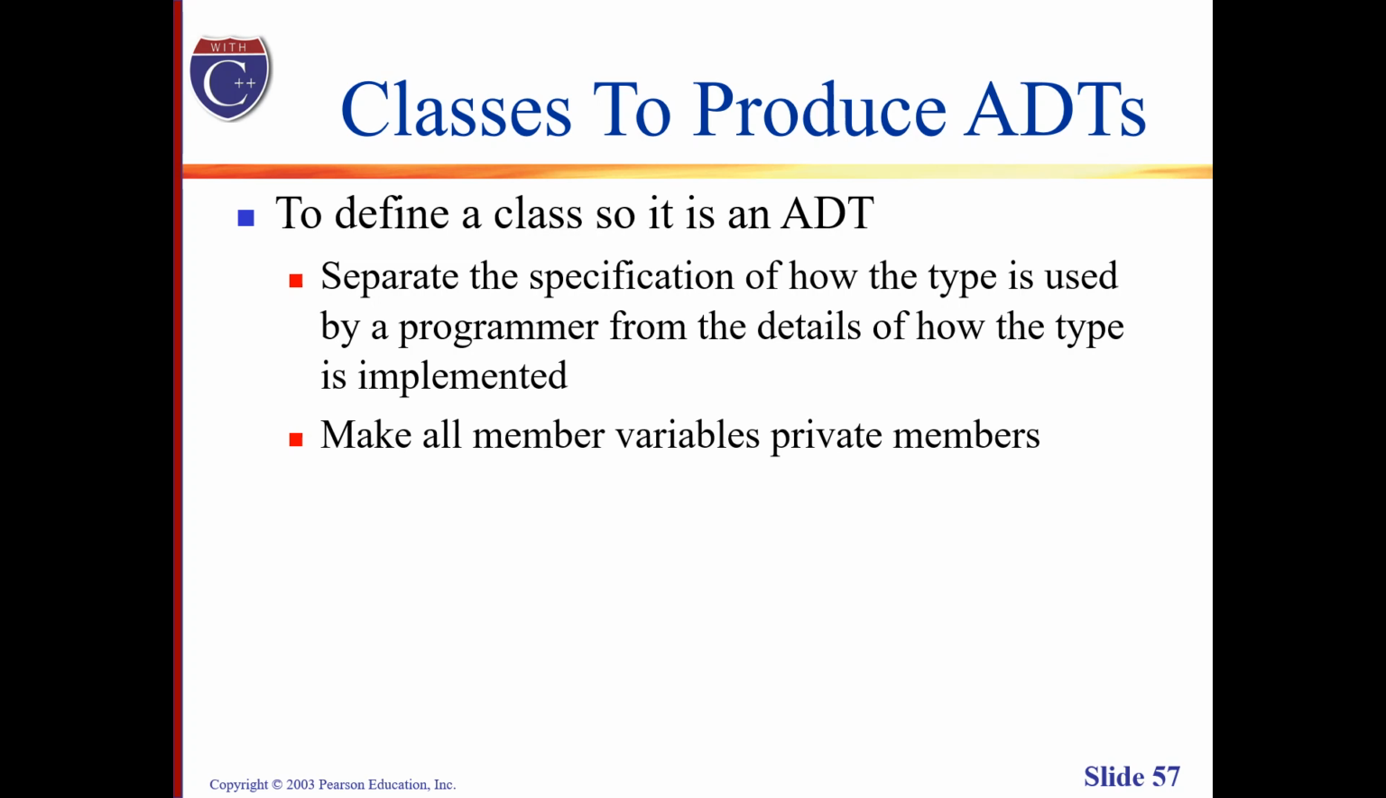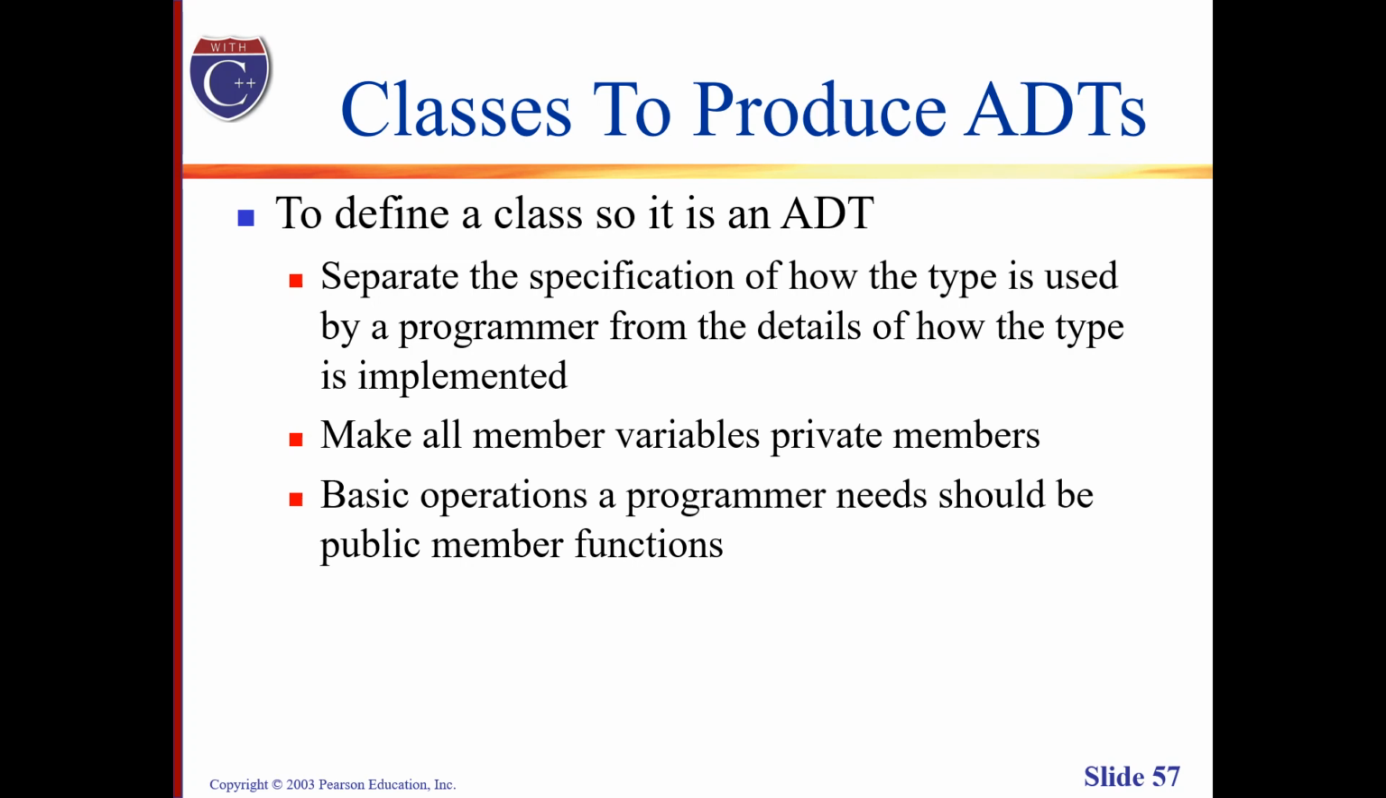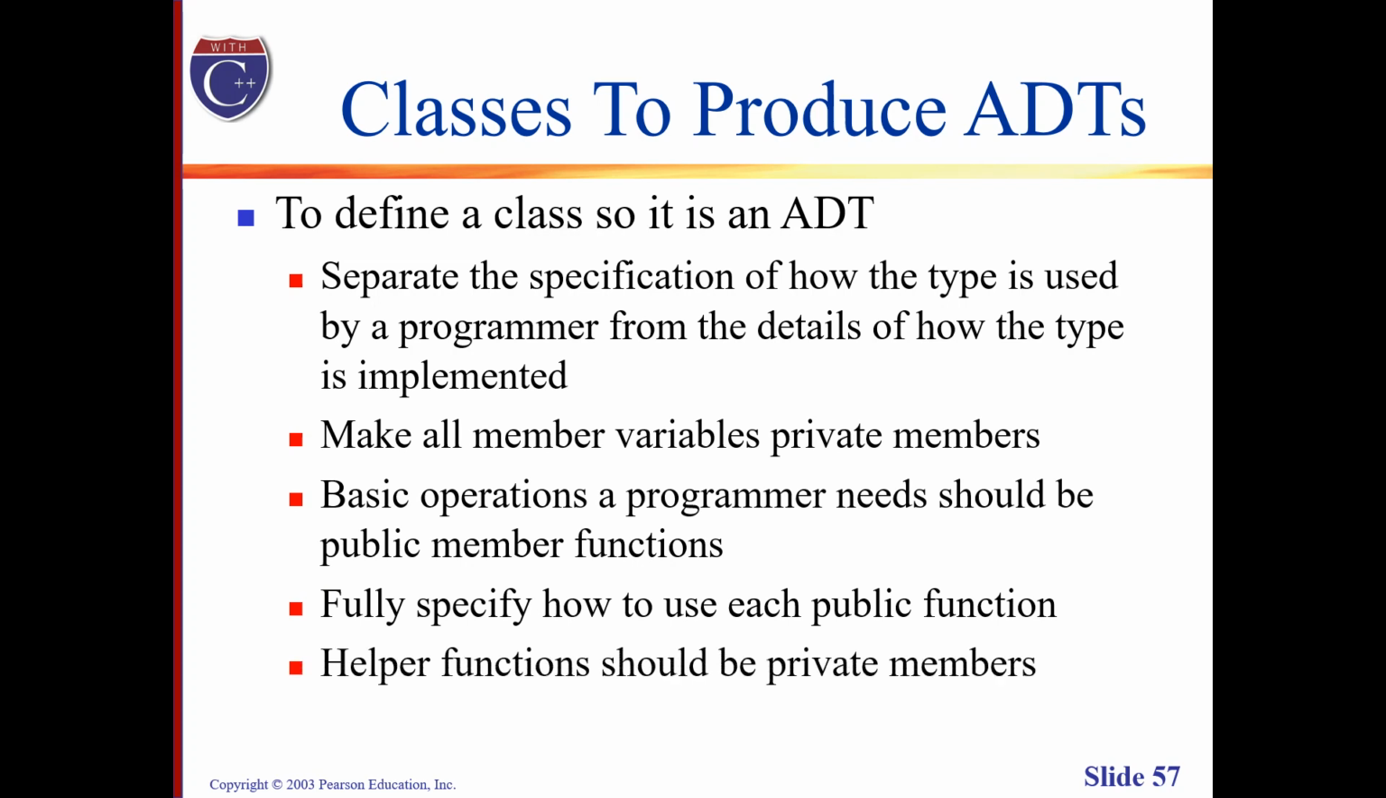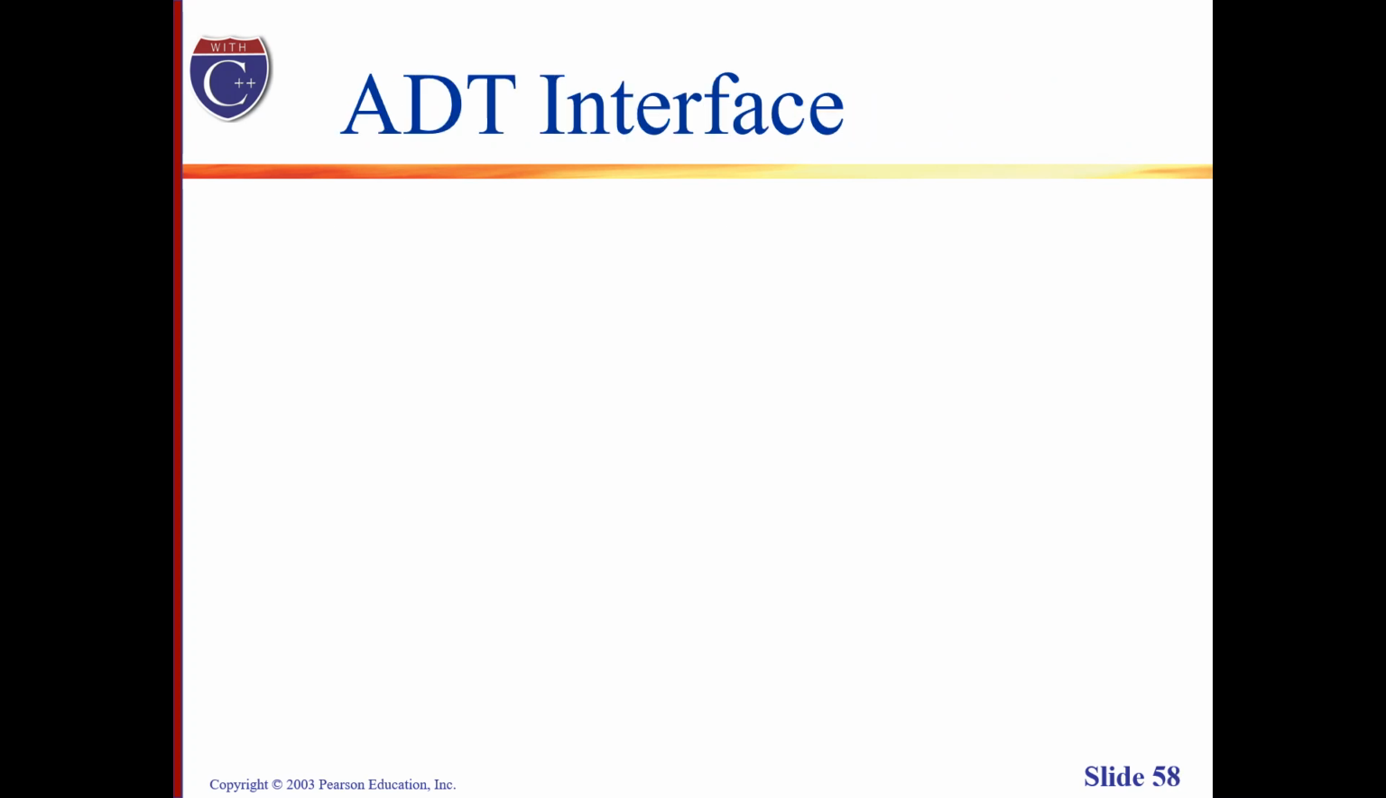To do this, we make all member variables private members. Basic operations a programmer needs should be declared as public member functions. We also need to fully specify how to use each public function. That is where sensible comments will come into play and show us how important they are. Also, helper functions should be private members.